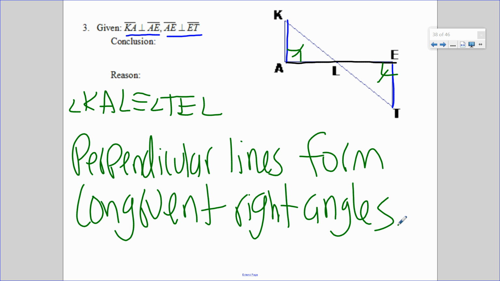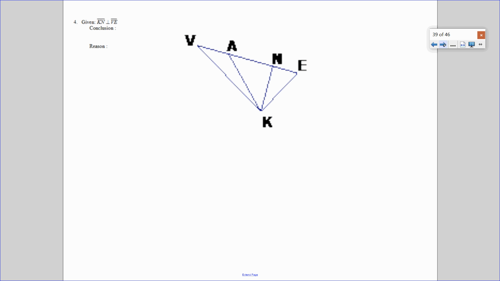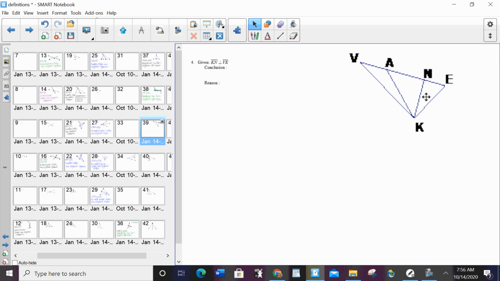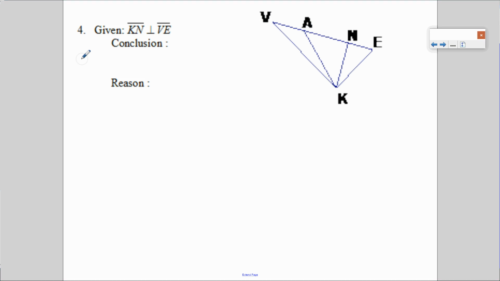Now, as far as naming them, there's plenty of ways you can name these angles. So this angle right here, for example, A must be in the middle, but you can call it KAL, KAE, LAK, EAK. There's a ton of different correct ways to name it, but A must be in the middle for this one, and E must be in the middle for that one. We're going to try one more tricky one. This one's a little tricky. I want you to try it on your own, and then we'll go over it. So please pause, and when you're done, unpause.